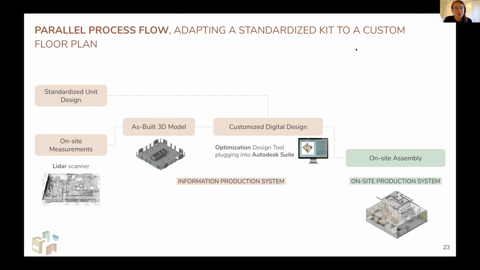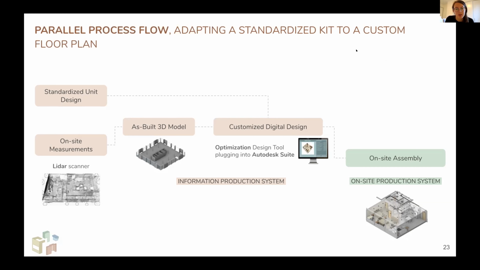Therefore, an important part of it is our information production system, you see in red on this slide. It starts on-site. We are working with LiDAR scanning companies to take precise measurements in the building. Then an as-built model is built on Revit. And finally, our unit design and floor layout are customized using digital tools available to us in the Autodesk suite.